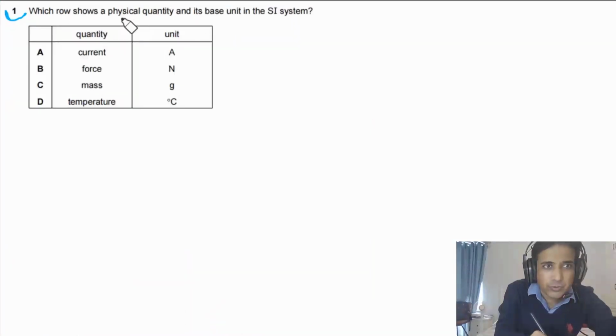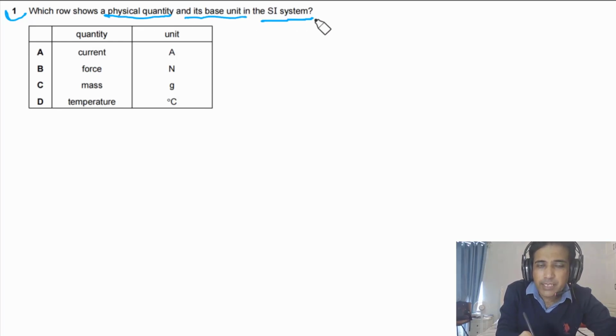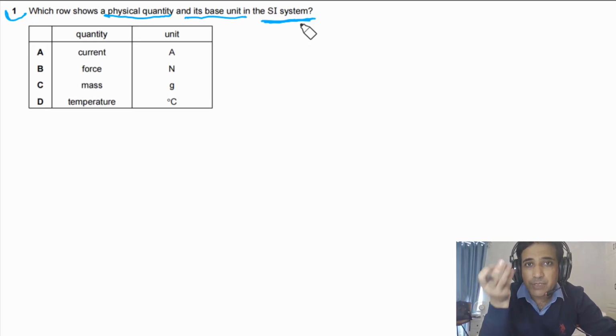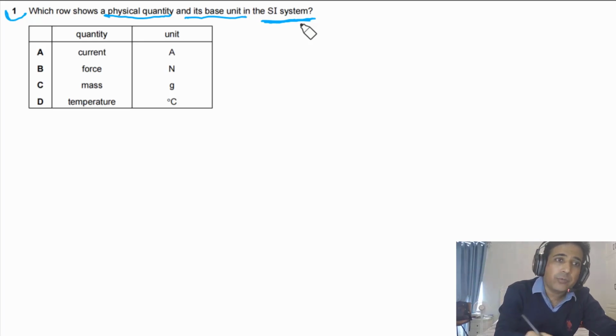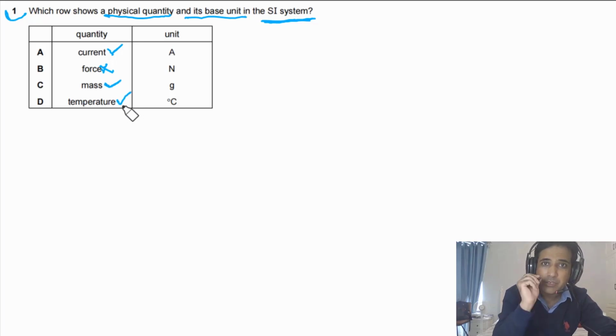Question 1 says, which row shows a physical quantity and its base unit in SI system? System International. In System International, we have 7 SI base quantities and also 7 SI base units. Now, if you look at the given quantities, current is an SI base quantity, force is not an SI base quantity, mass is an SI base quantity, temperature is an SI base quantity.